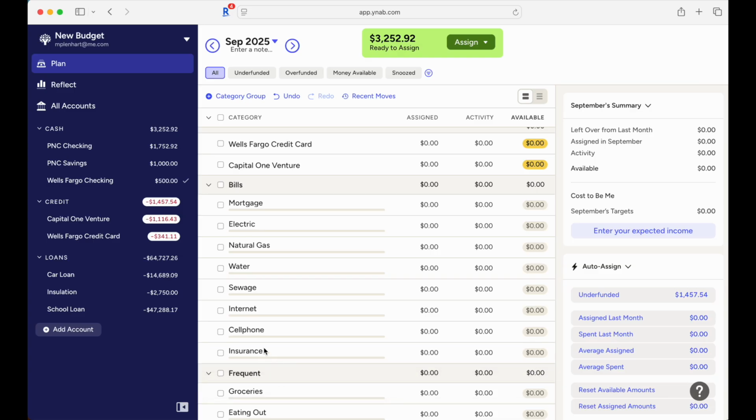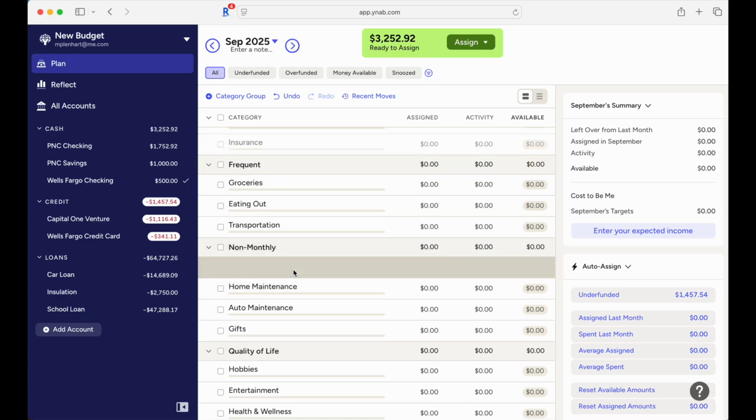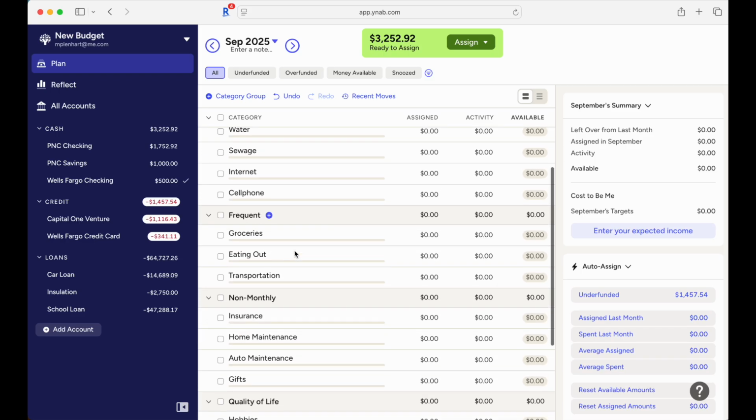But this is definitely an area where you could think that, well, I don't pay this monthly, and I want my bills to be my monthly payments. So maybe I'm going to drag this one down into my non-monthly. I want that to be down here because I don't pay this monthly, and I really want my bills category group just to be my monthly bills. Again, this is up to you. There's no right or wrong answer to this. It's just the way you like to visualize this.